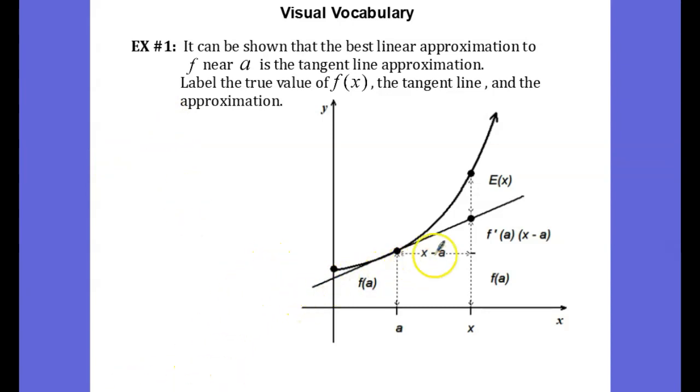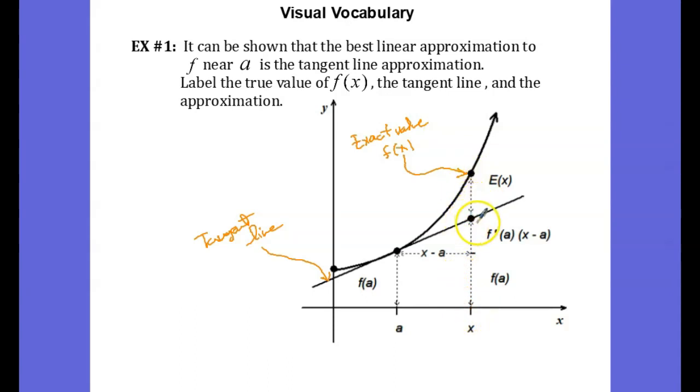So the tangent line is the line that is tangent to the curve at the point x equals a, and so that's going to be this line right here. So this is our tangent line. Now the exact value is the value on the curve corresponding to our value of x. And so this is going to be our exact value, or our true value, and we're just simply going to call that f of x. So that's the y value on the function corresponding to the x value.